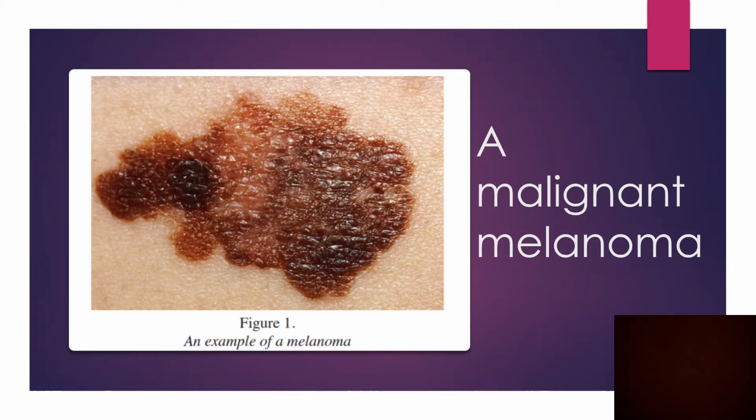D, the diameter here is unclear because the picture doesn't have a scale, but we know to take note of lesions greater than 6 millimeters. And E, the evolution here in this picture is also unclear because we can't see the evolution of it, but we know that changes in features over time are a sign to go see the doctor.